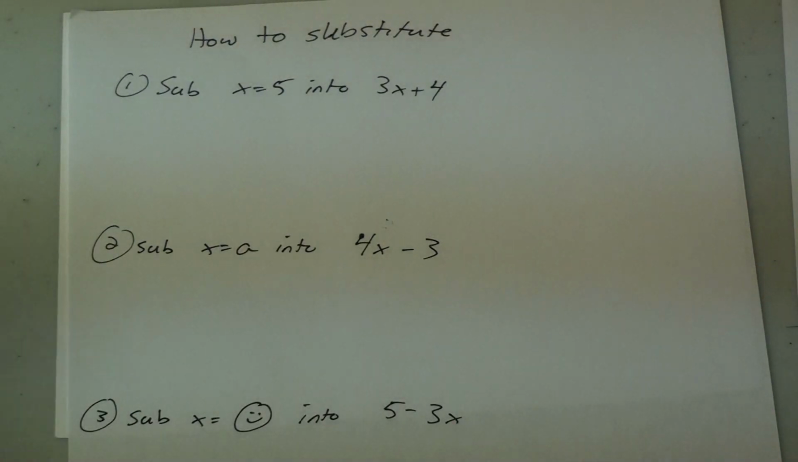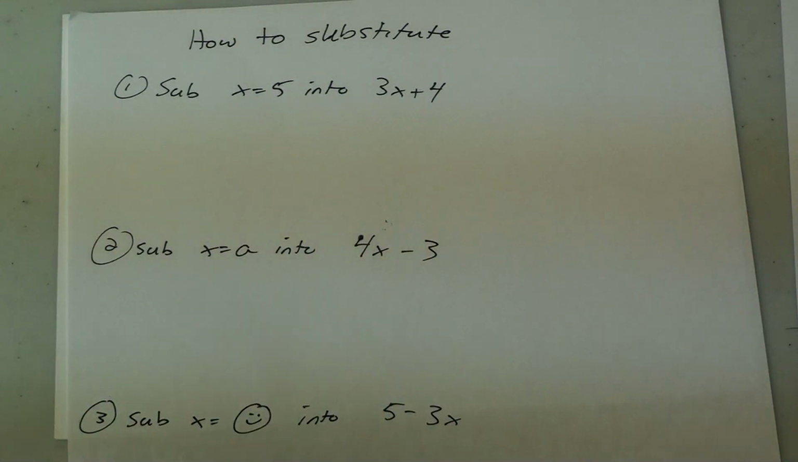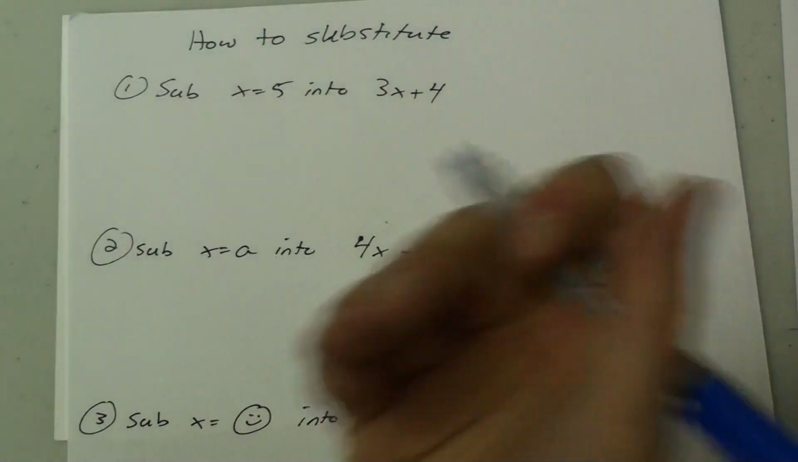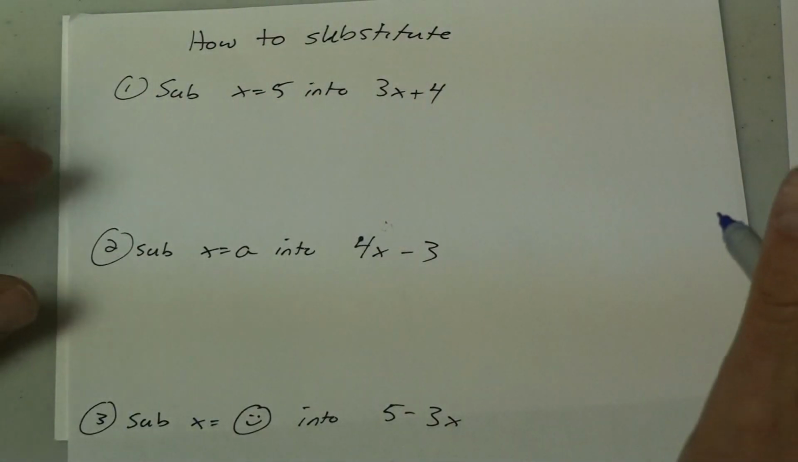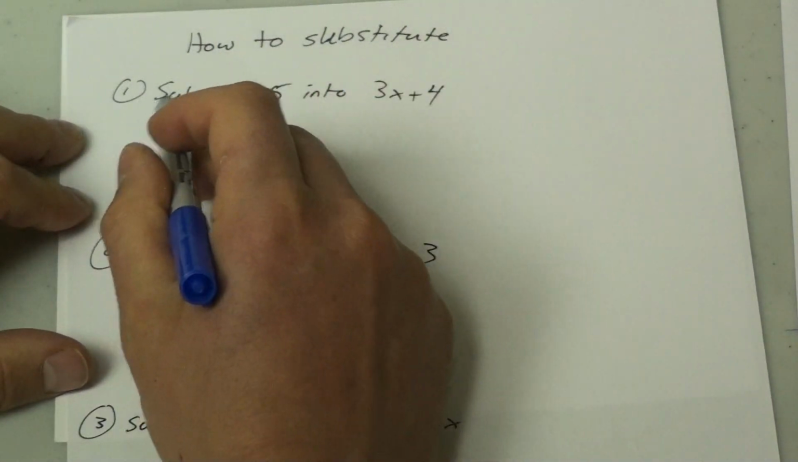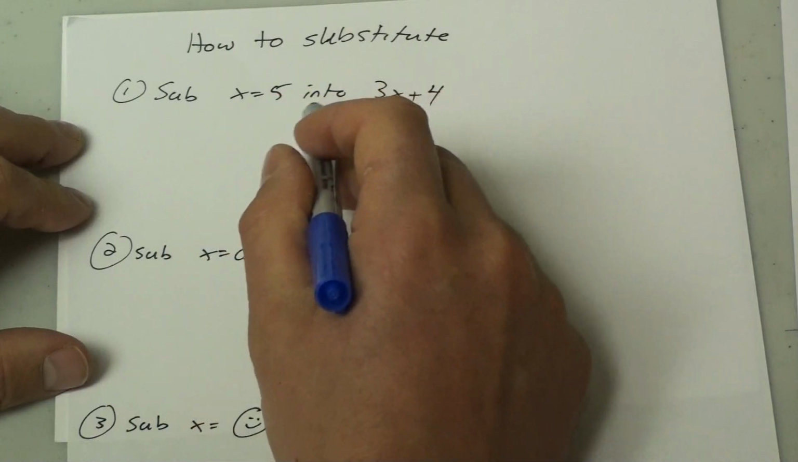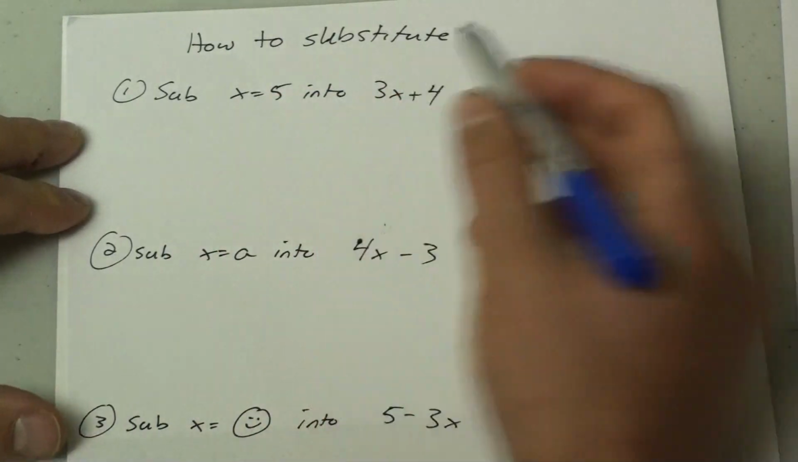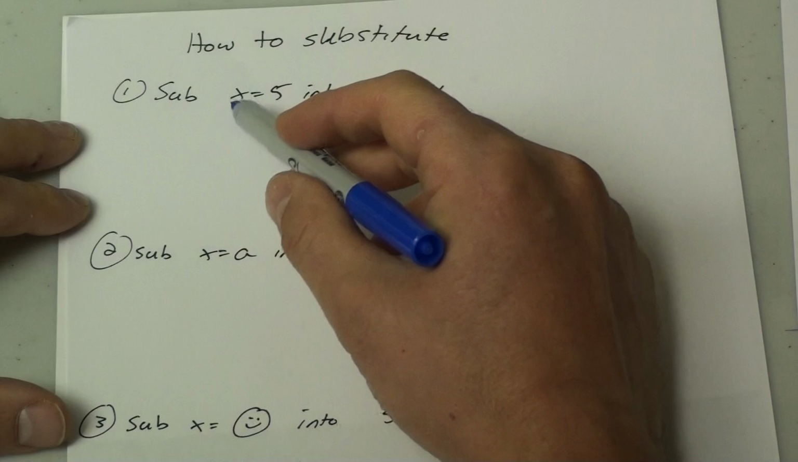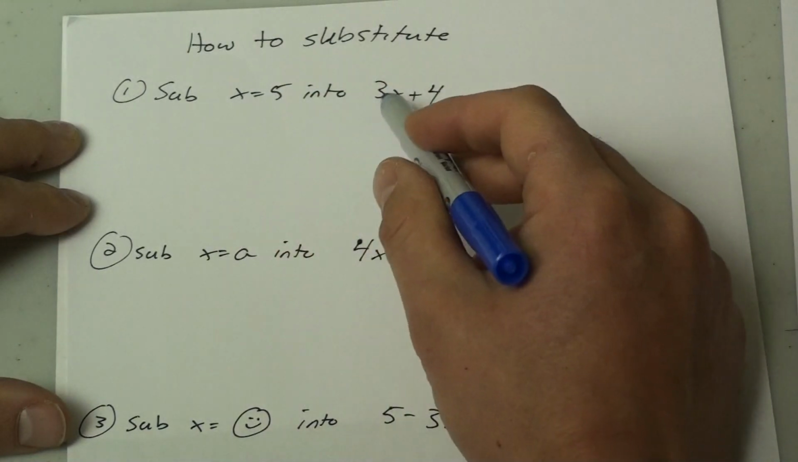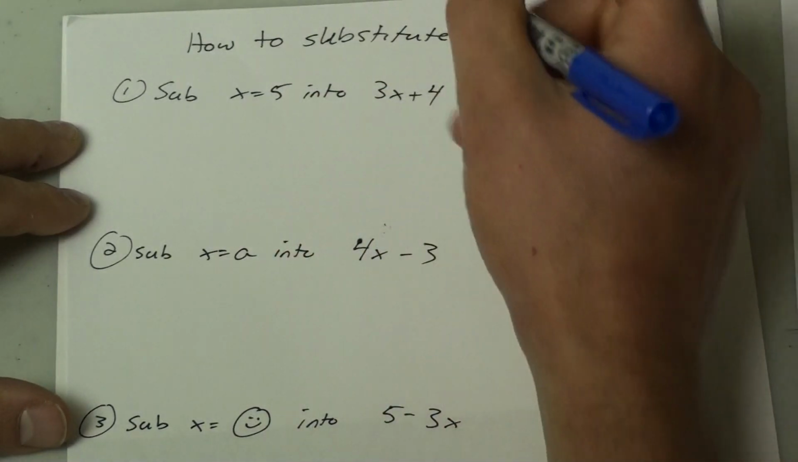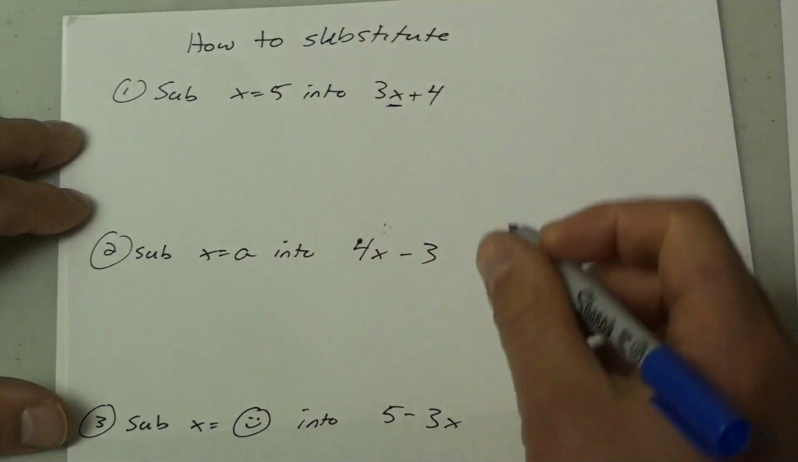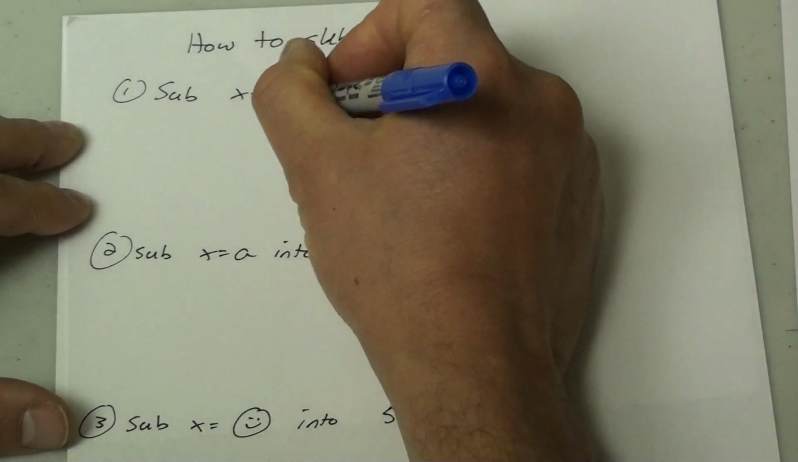Okay, this is a lesson on how to substitute in math, or how to replace your variable with numbers in math, or it could be other symbols that go in. First example, I'm going to sub in x equals 5 into the equation 3x plus 4. So x is 5. Where you see x in the equation, I can replace it with 5. Substitute means to replace. So this x is going to be replaced with that 5.